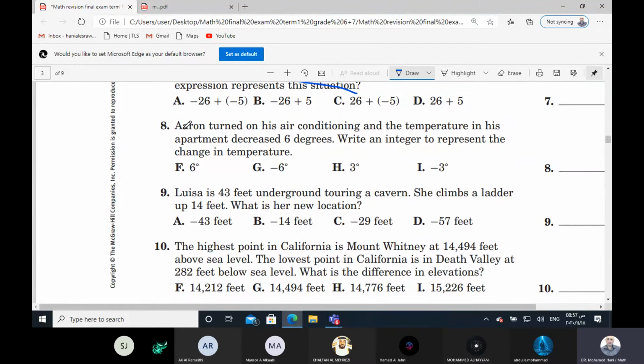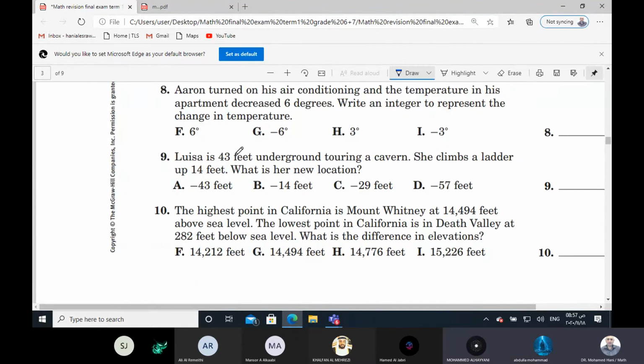Who can read this question, please? Arian turned on his air condition and the temperature in his apartment decreased 6 degrees. Write an integer to represent the change in temperature. The answer is minus, because it's a decrease. Decrease means negative. So minus 6.